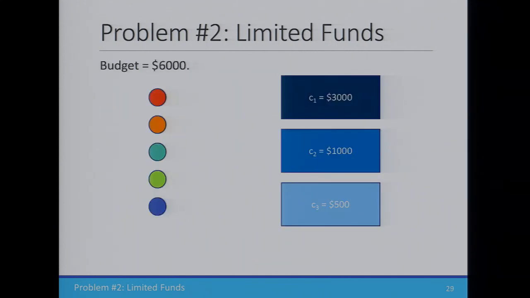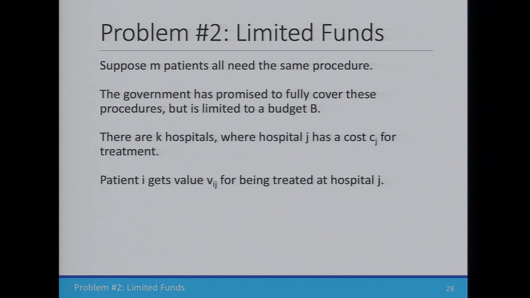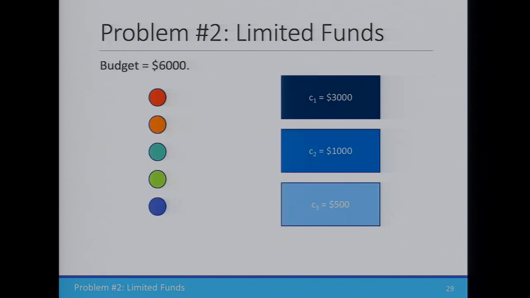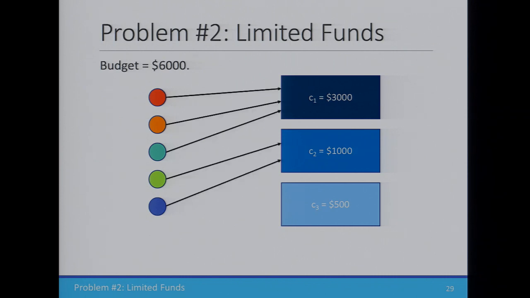Okay. So this is the setting we're in. We have a bunch of patients here. They all need the same procedure. We have 3 different hospitals charging $3,000, $1,000, and $500, so really varying. And the budget that the government has is $6,000. Now, if we just let the patients go to the hospital they want based on their values, which maybe is how close the hospital is or how much they trust the hospital, it looks like this. What's the problem here? The cost for the favorite choices is $11,000, and that's not in the budget.